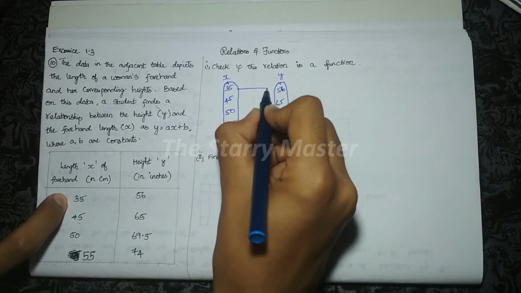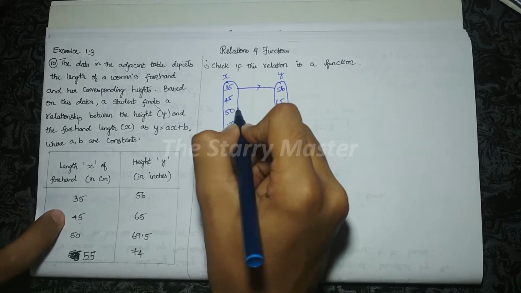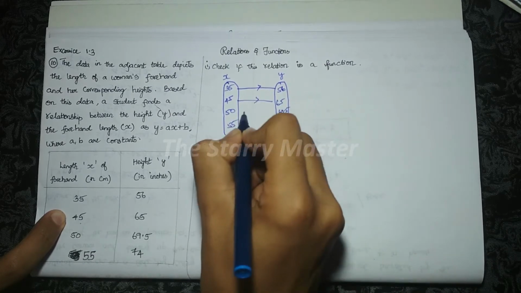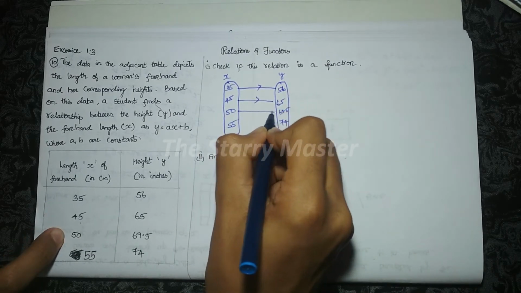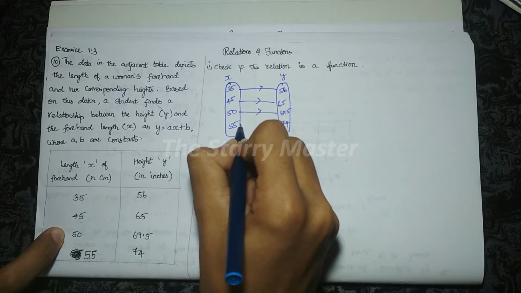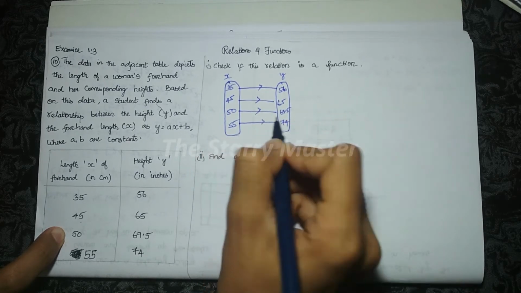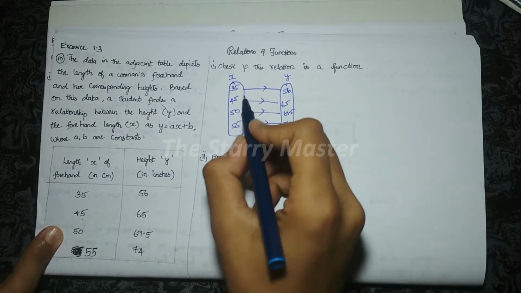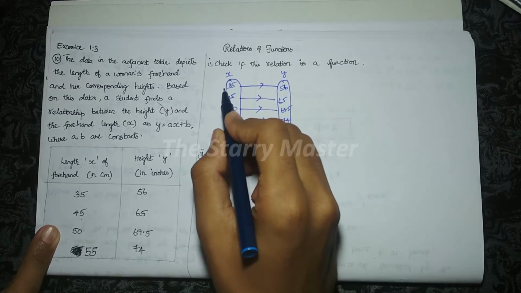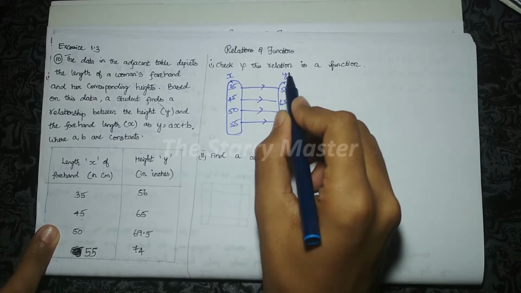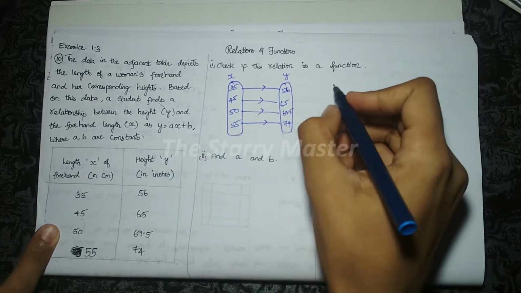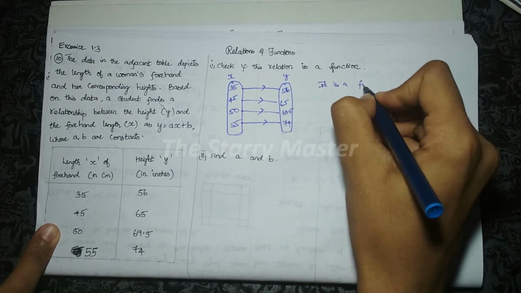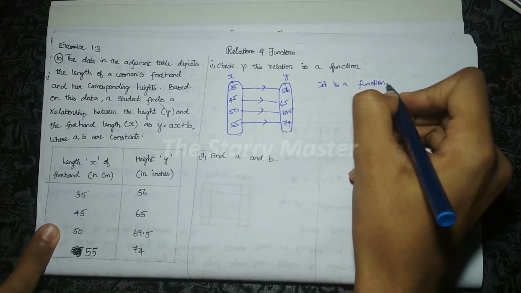So make an arrow diagram like this. If x is equal to 45, then y is equal to 65, so make an arrow diagram like this. So 50, 69.5, 55 like that. Yes, it is a function because every element of x has exactly one image in y. So it is a function.